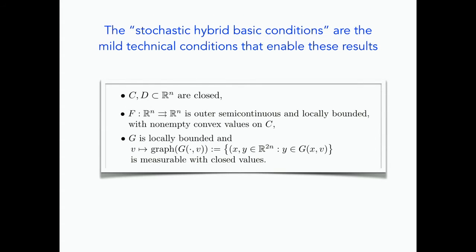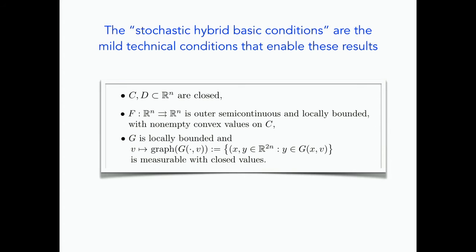In terms of the basic conditions, I said they are mild. They are simply that the flow set and the jump set are closed sets. The set-valued mappings F and G should be locally bounded. This just means that they map bounded sets to bounded sets. F should be outer semi-continuous. That just means that it has a closed graph. And then you need some measurability properties on how G depends on the random input.